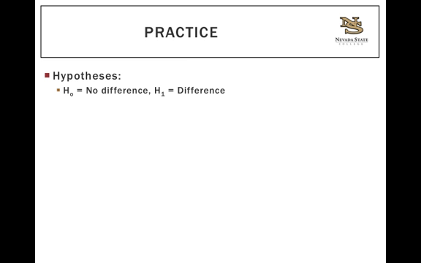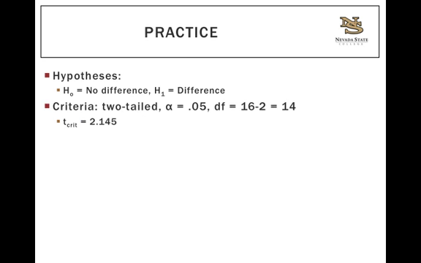So there's no difference between the treated population and the untreated population. We don't know which one is which in this case, but we know that there's something different about the two groups. And of course, our alternative hypothesis is that there is a significant difference between the two. So let's go ahead and put together our criteria.